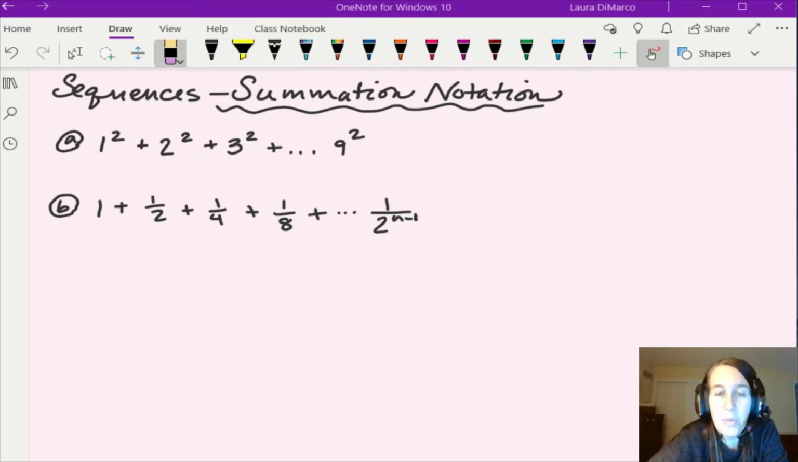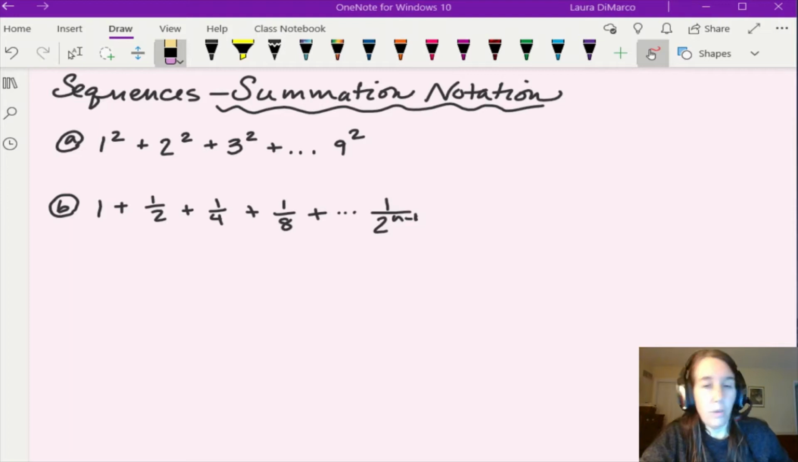So sometimes when you have a sequence, you want to find the sum of some terms of that sequence or all the terms of the sequence. And before we actually go about calculating sums, we're going to look at how you write a sum in math notation, and that is called sigma notation.